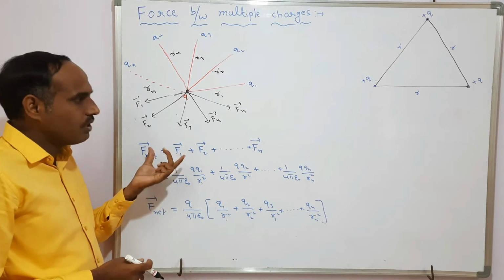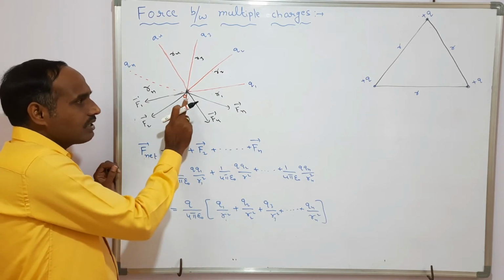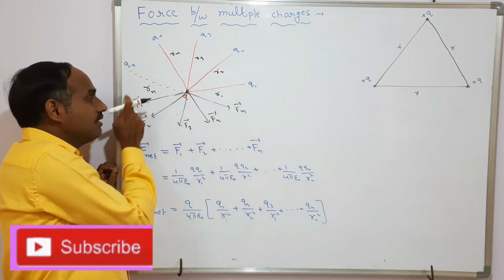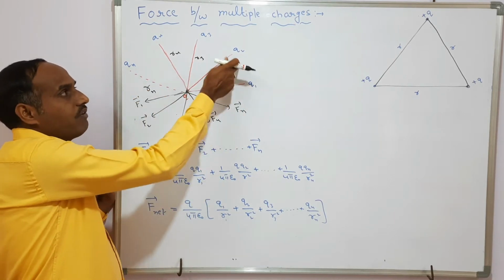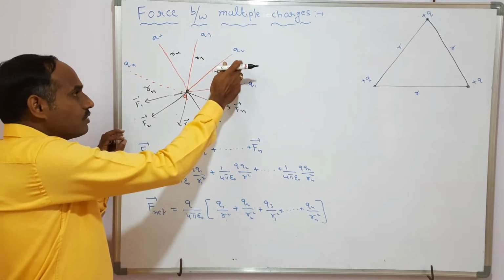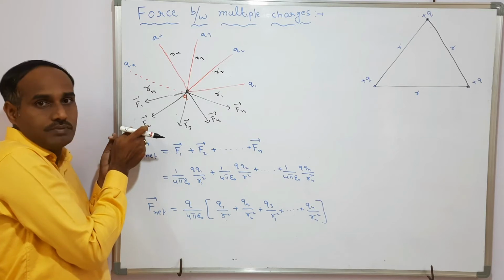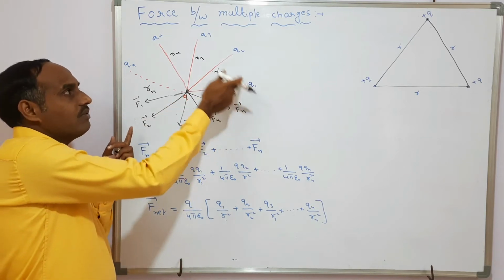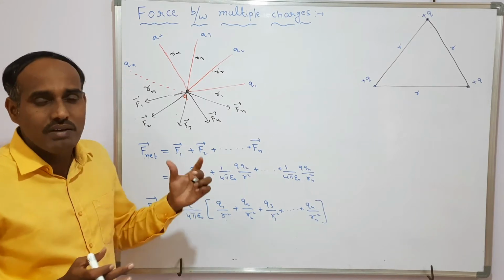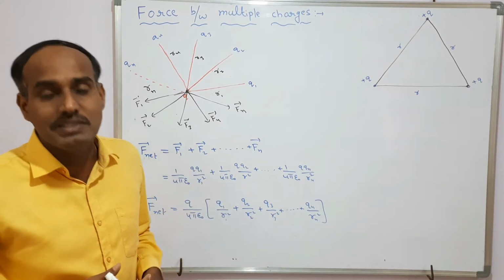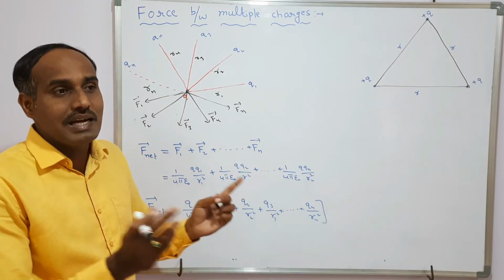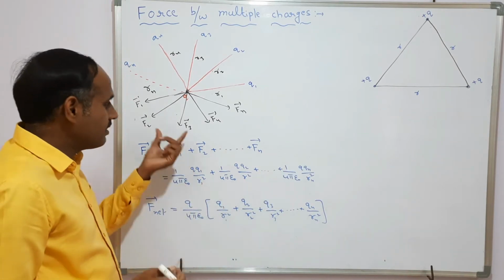right? One more important point: while you are considering the force on Q due to Q1, on this F1 force there is no effect of the remaining charges Q2, Q3, Q4. And while you are writing the force on charge Q due to Q2, there is no effect of the rest of the charges like Q1, Q3, Q4. Simply, whenever we take the force between two charges, it is not affected by the presence of any other charges nearby. That is the meaning of that point.